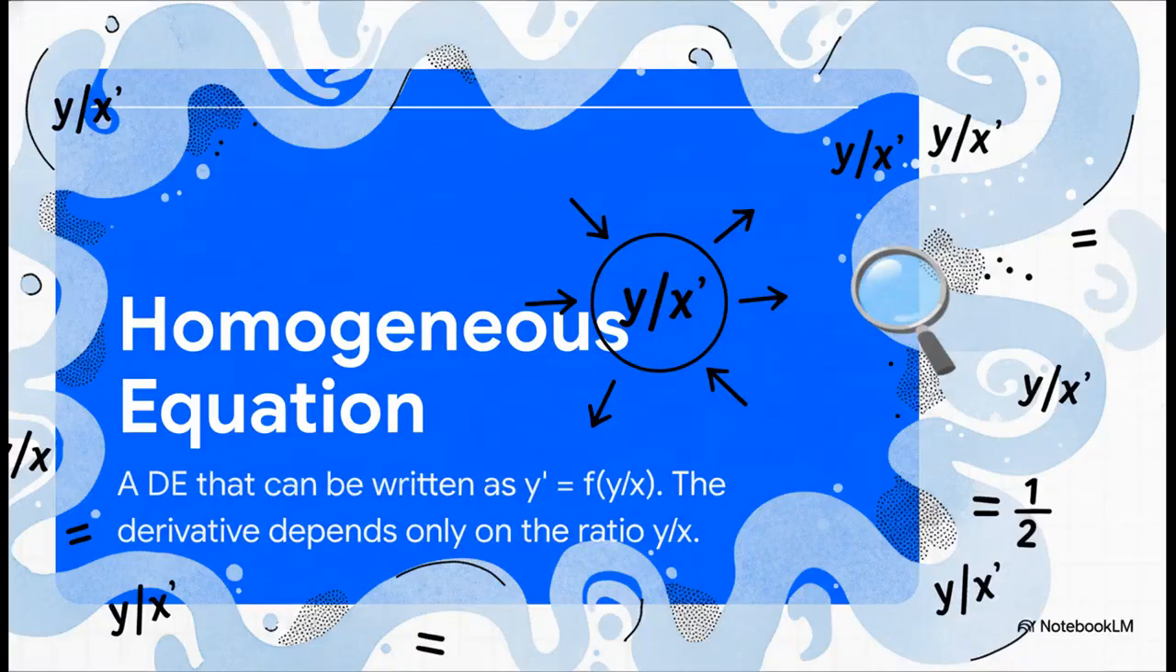So what in the world is a homogeneous equation? It all boils down to one simple pattern. If you can do some algebra and get your equation to look like this, y prime equals some function of only the ratio y over x, then bingo, you've got one. That little y over x term, that's the secret key we're on the lookout for.